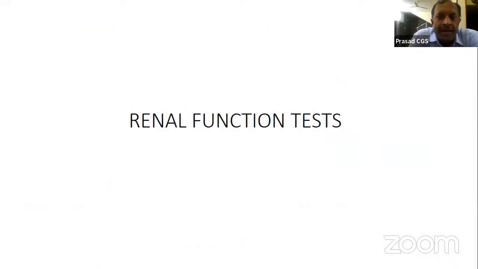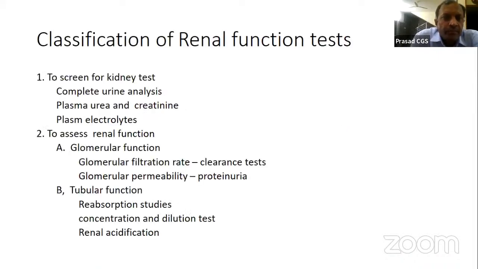Now, coming to the second part of my talk, renal function test. What test we advise for the patient depends upon the condition of the patient. So we have classified renal function tests as to screen for kidney disease and to assess renal functions. For screening, commonly we do complete urine analysis, plasma urea and creatinine, and plasma electrolytes.